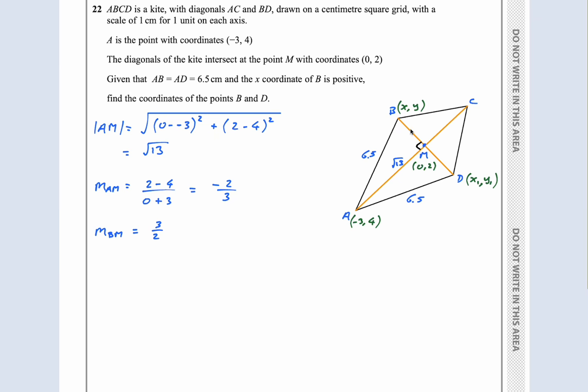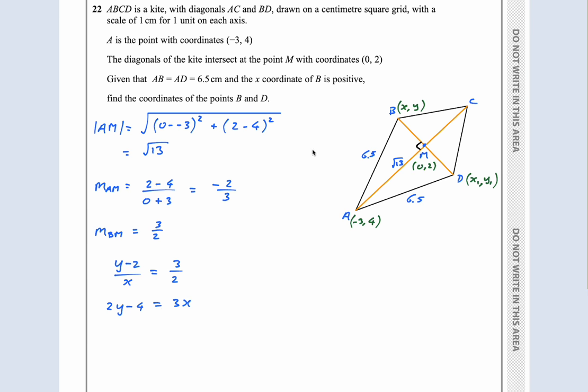Now let's just focus on B here for a second. I can say y2 minus y1, so that would be y minus 2, over x minus 0, or just over x, has to equal 3 over 2. Which means, cross multiply, 2y minus 4, that's 2 times all of this, equals 3x. So that is one equation.